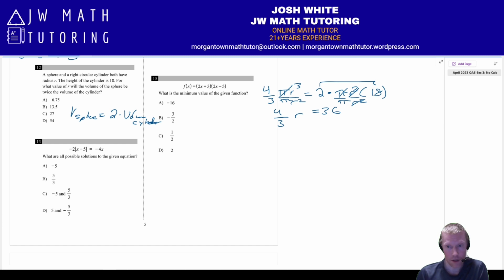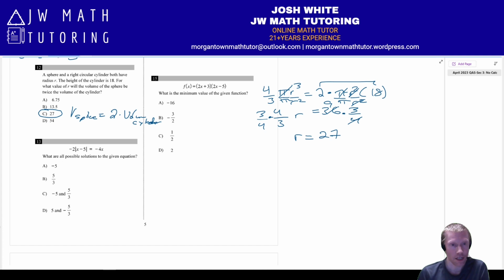So at this point, basically, you could just multiply by 3/4 in order to get r, the radius, by itself. And here I would notice 4 goes into 36 9 times, and 9 times 3 is 27. So the correct answer for this is going to be letter C, 27. Couple things to mention. First of all, you could also do 36 times 3 and get 108 and then divide that by 4, but I think it's easier to do it the way I did it because the numbers remain smaller.